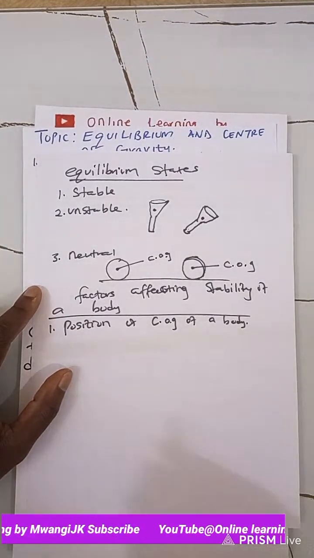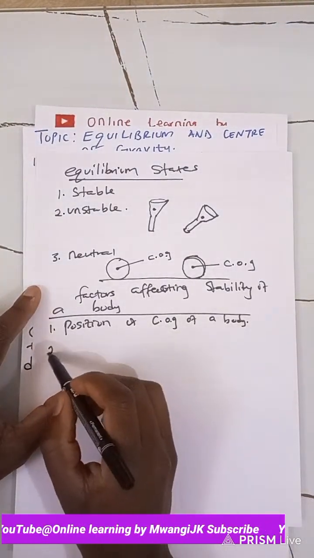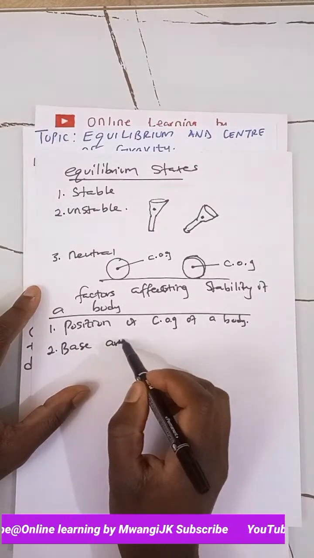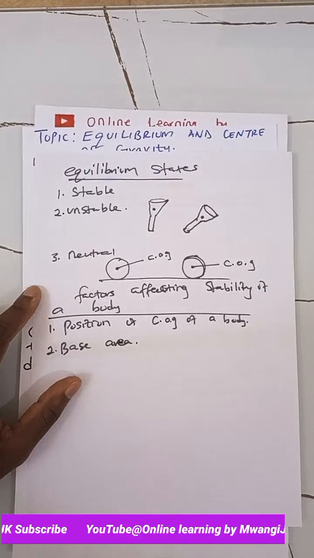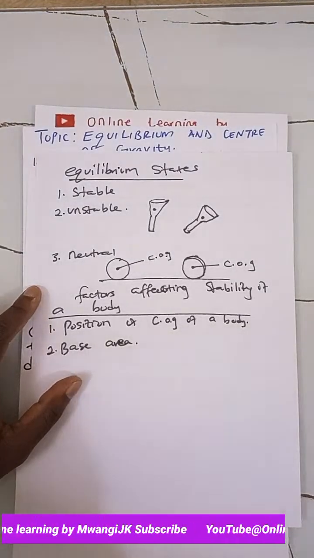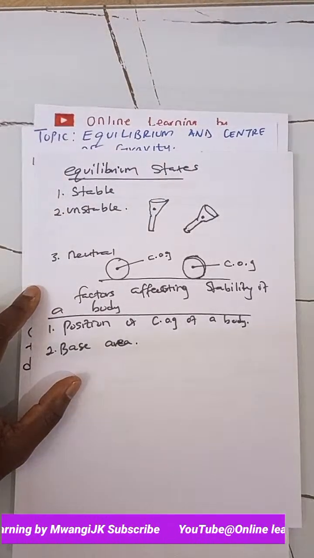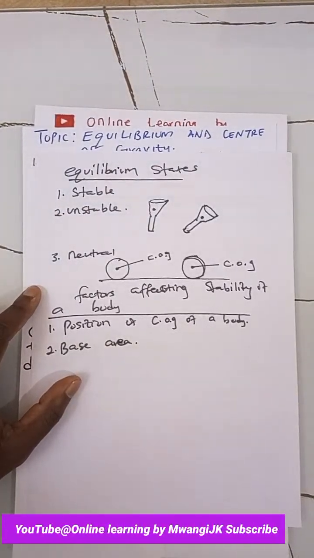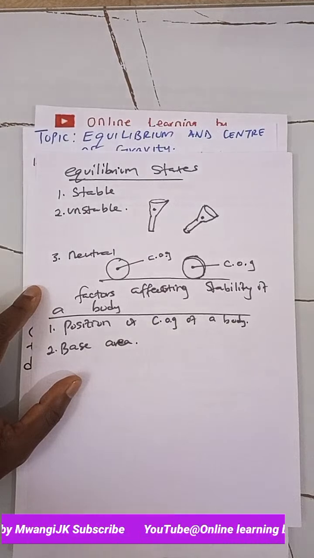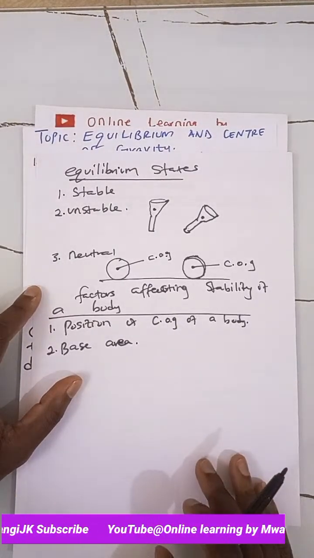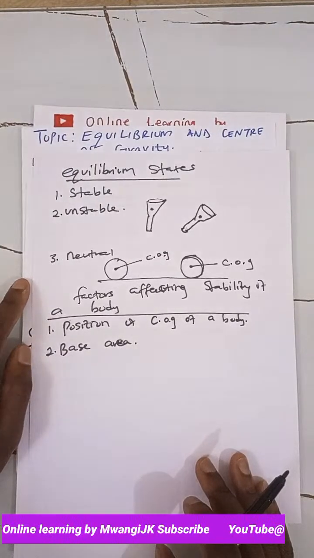And then we have the base area. A body is more stable when the base is wide. A narrow base makes the body less stable.